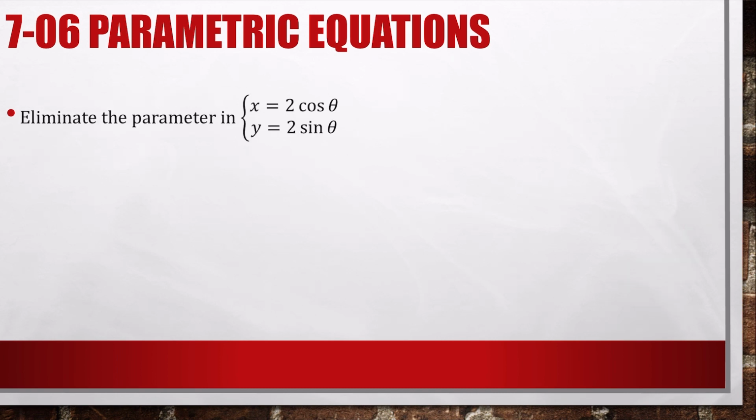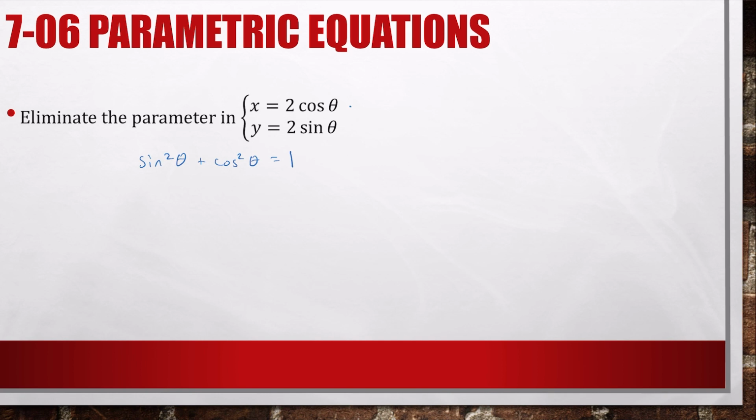Let's try eliminating the parameter in this one. Well, this one's going to be more difficult to solve for theta, because then we'd have like the inverse cosine of x over 2. And then we'd do sine of that. That'd be weird. So we do, though, have a trig identity that says sine squared plus cosine squared equals 1.